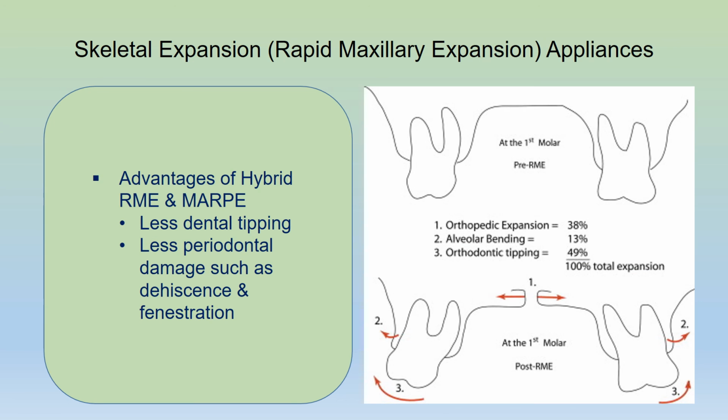Now what are the advantages of hybrid RME and MARPE? Because these are bone supported and not so much supported on teeth, there is less dental tipping. Usually when it is tooth supported, you will get a certain amount of dental tipping where the posterior teeth tip buccally. It is best to avoid this tipping of teeth, because tipping of teeth will tend to cause periodontal damage such as dehiscence and fenestration.